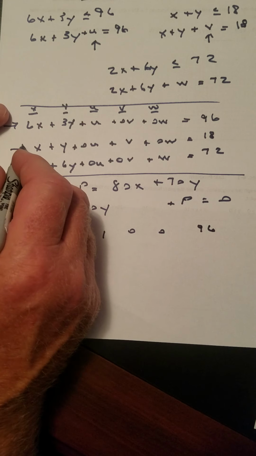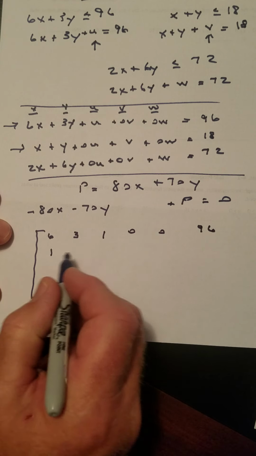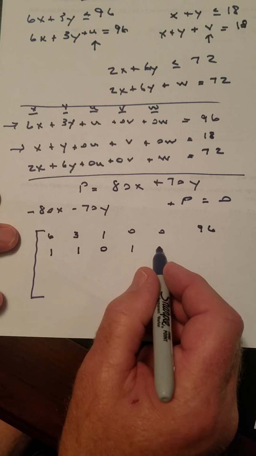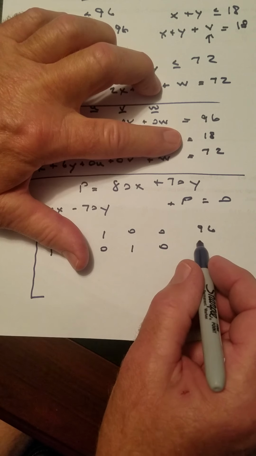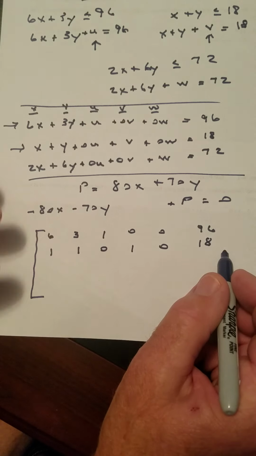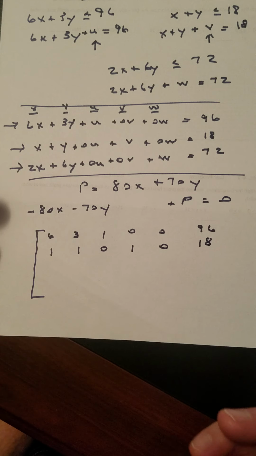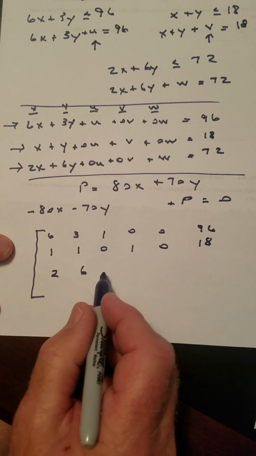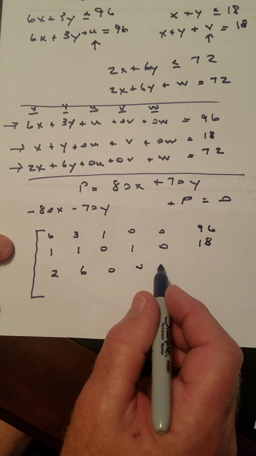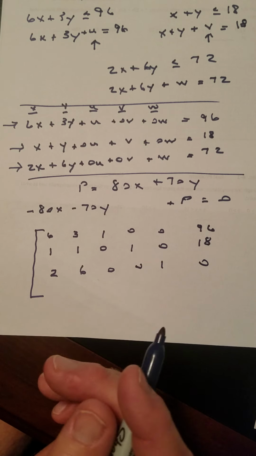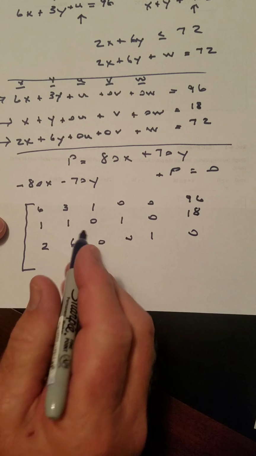On the second equation, it's going to be 1, 1, 0, 1, 0, 18. And then on the third equation, 2, 6, 0, 0, 1, 0. Now there's some things, oh, I forgot. And then we got the last one.